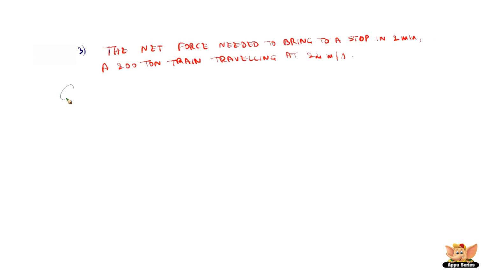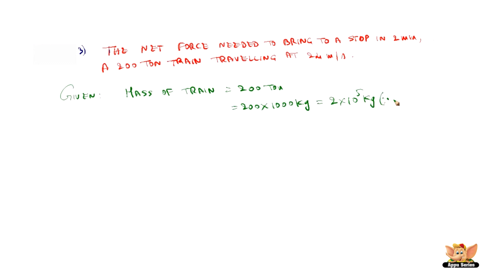So the given parameters in this case are the mass of the train, 200 tons, which we need to convert into kgs. So, it becomes 2 into 10 to the power 5 kg, since 1 ton is equal to 1000 kg. Now we need to find the acceleration to find the force. So the given parameters for that are time, 2 minutes, that means 2 into 60 seconds, as we need to convert into seconds.